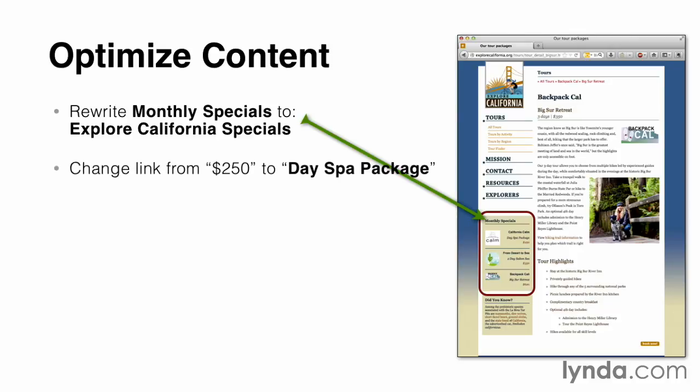Right now, the way the page is arranged is that the link is the price. And so the price of $250 is the link to the package. I want to change that. I want to make the day spa package the link to find out more about that. Because what's happening is I'm linking the specific information that people are interested in, what they may be searching for. So rather than using the price as the link, I want to use the words as the link, because those are the words that people will be looking for.